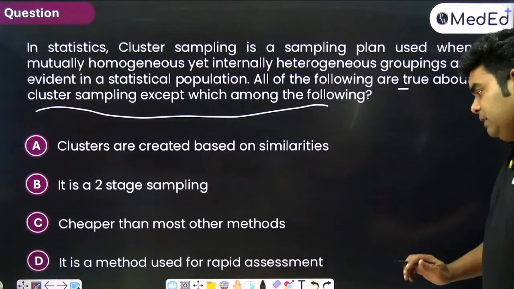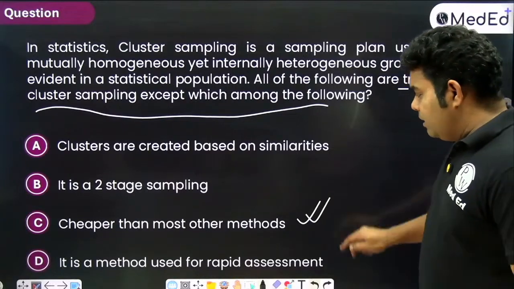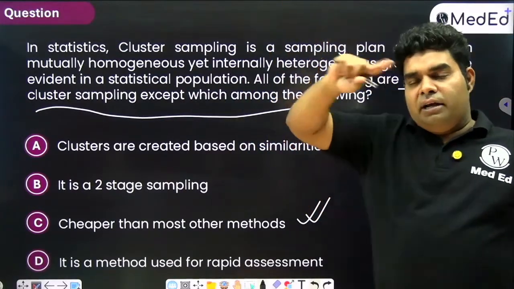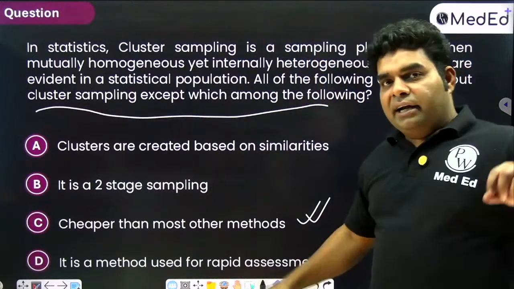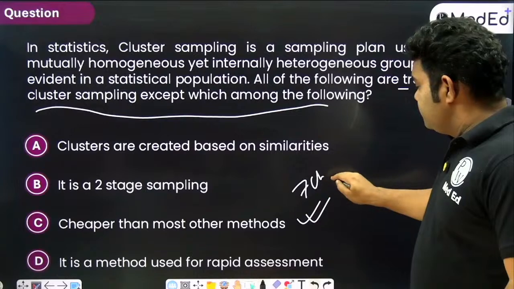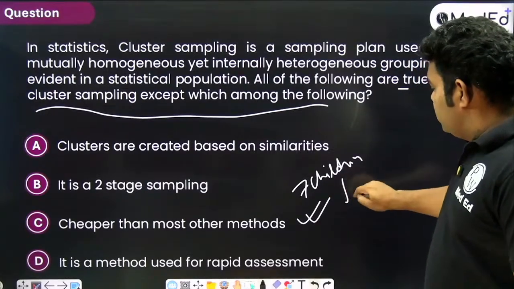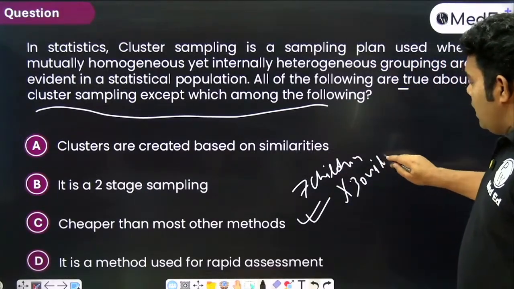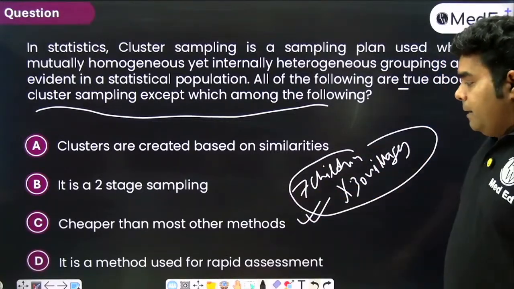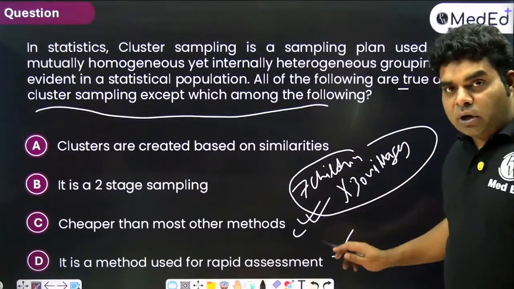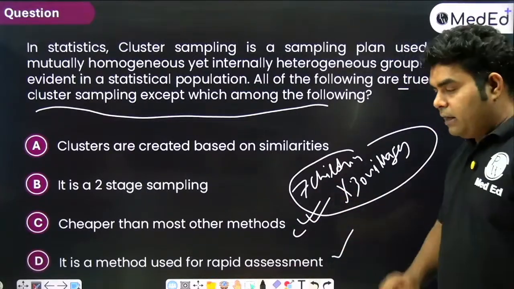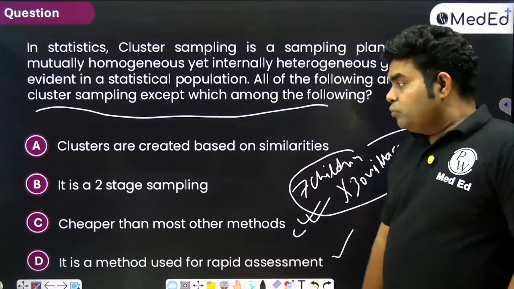Yes, it is cheaper because rather than randomly roaming around the whole of Bihar and asking questions of people, you just choose 7 children from 30 villages and interview their mothers. So this will save your time and this will save your money. So cluster random is cheaper and less time taking. This too is correct. And it is two-stage sampling.